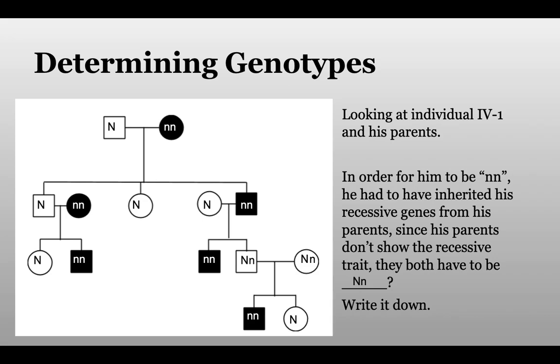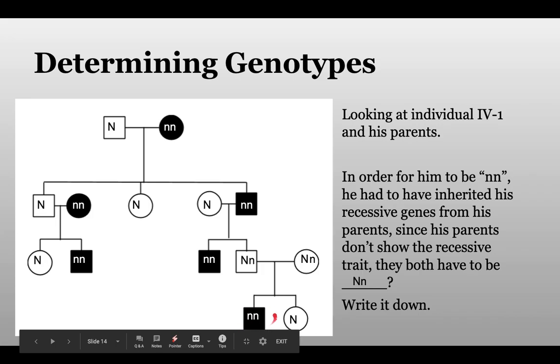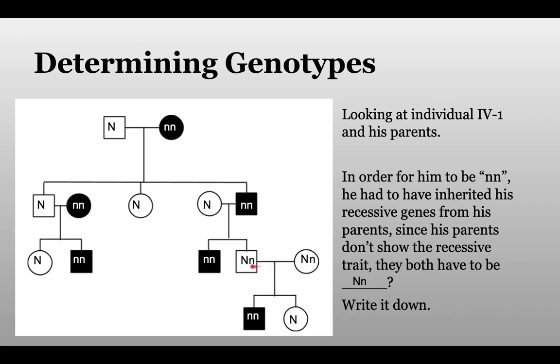heterozygous. Okay, I'm going to repeat that one more time. The reason why they are heterozygous is because they have a child who shows the recessive trait. In order for this child to have 2 lowercase n's, a lowercase n needed to come from this parent, and a lowercase n needed to come from this parent. Both of these parents need a capital N because they do not show the trait. Okay, so we have those 2 done.